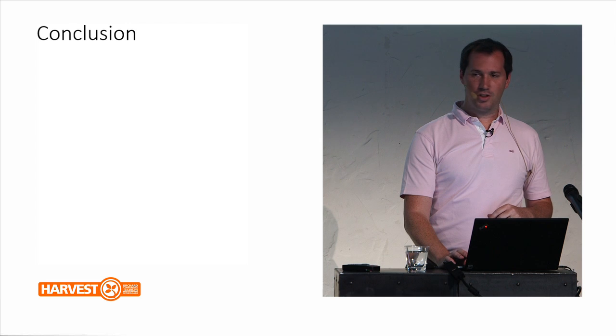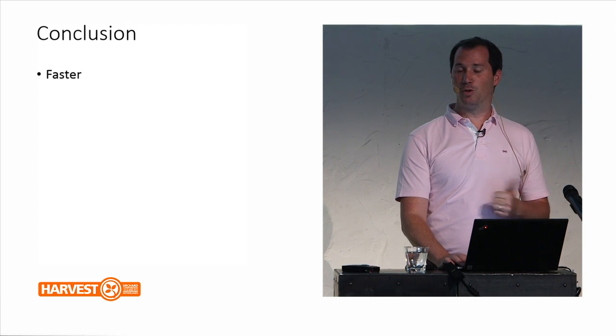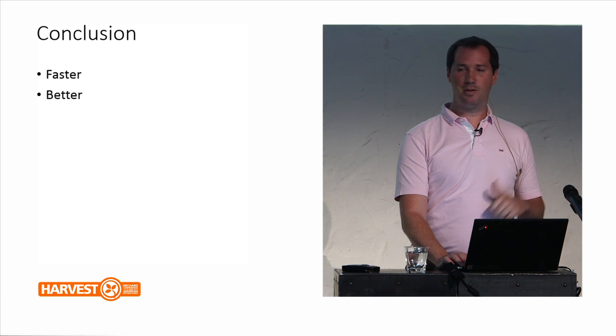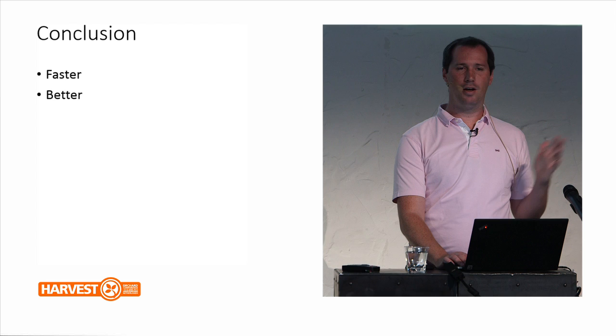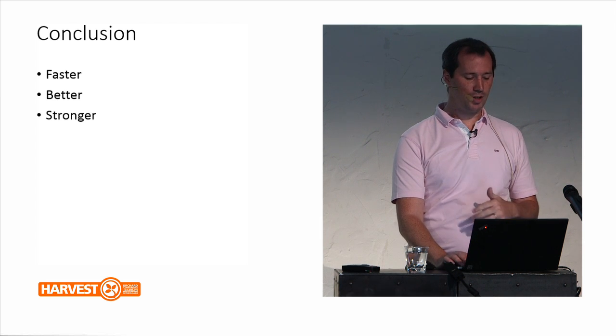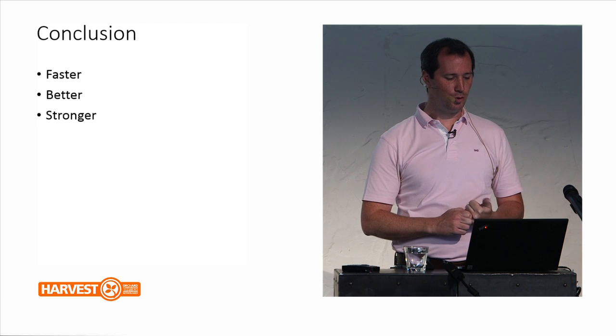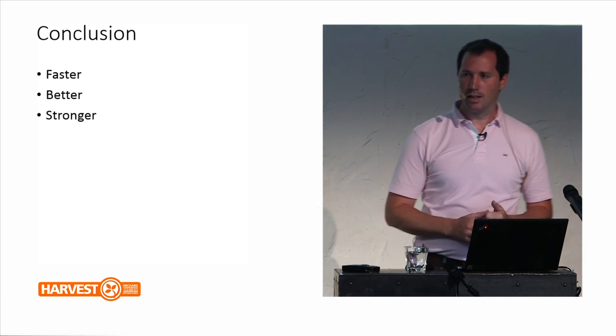Conclusion, Orchard is faster, it could not be slower, better, new updates into modules, and stronger because we have shiny new modules like the workflow and the media library. Questions?